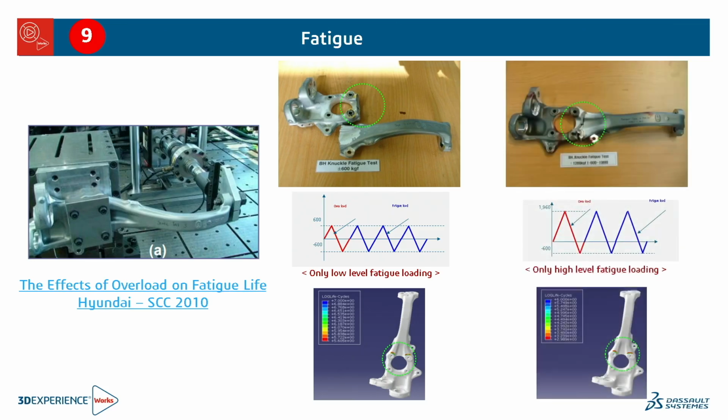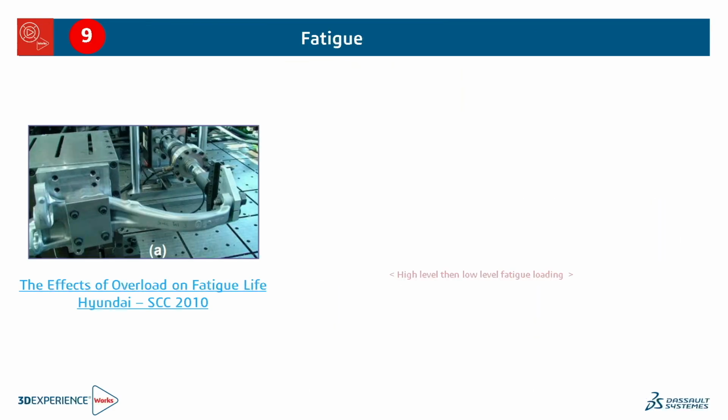If we do a high initial load and then keep repeating that high initial load, it fails around the peak stress location at the mounting bolts. The question then becomes, what happens if you have a high initial load followed by low-level loads repeated?